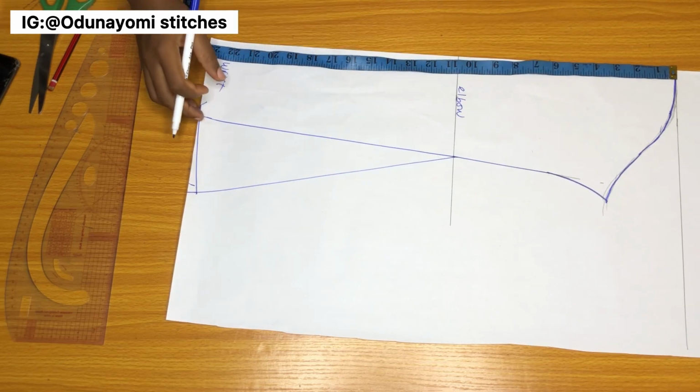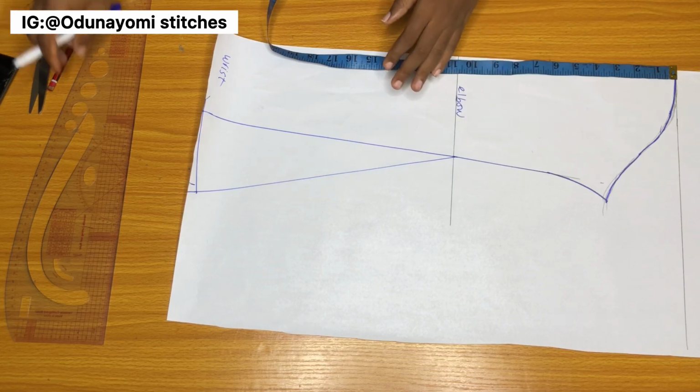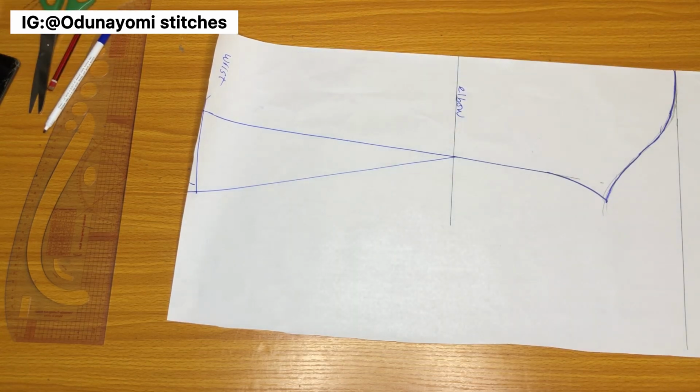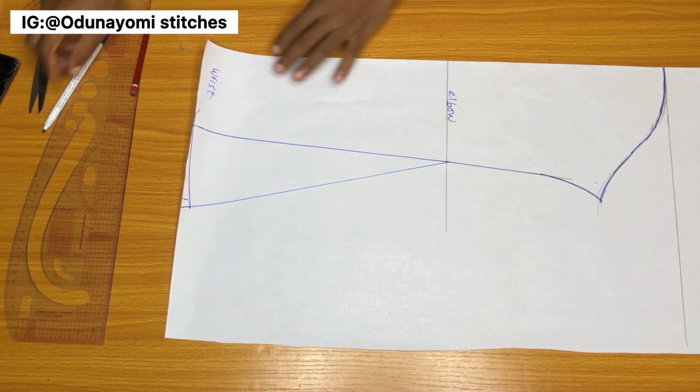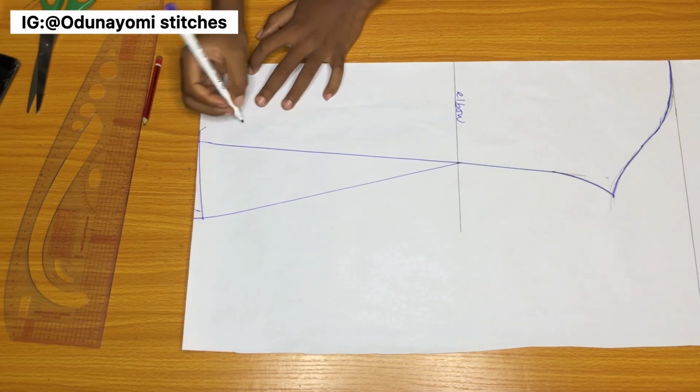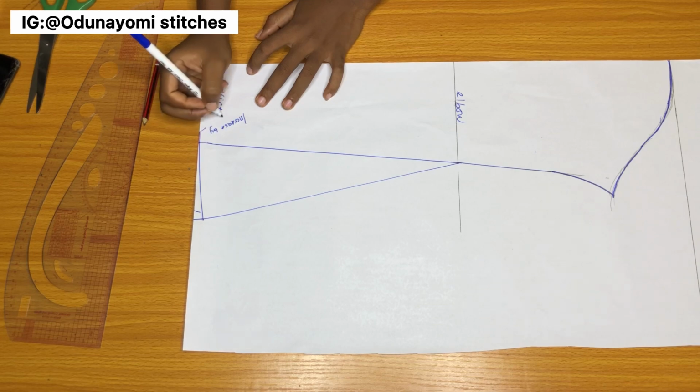So this is 23 inches. Actually, my shoulder to wrist is about 22. So I'll still be adding extra 2 inches when I'm transferring this. So I'm writing it on it that I will increase the sleeve by 2 inches.